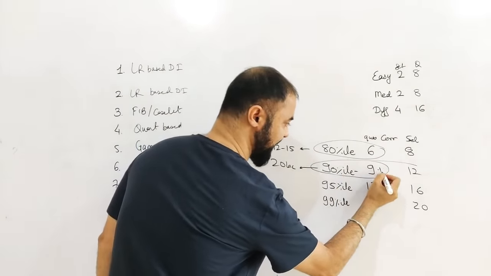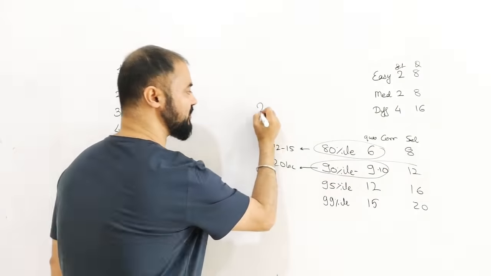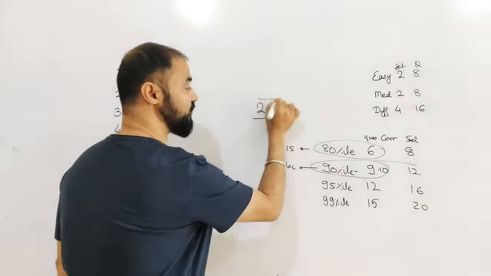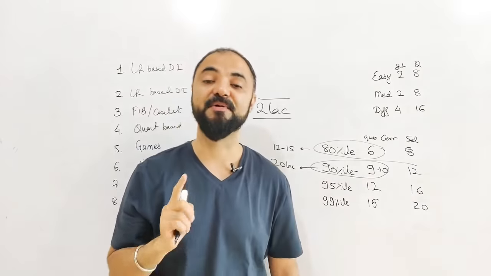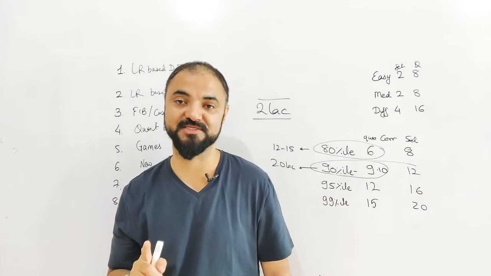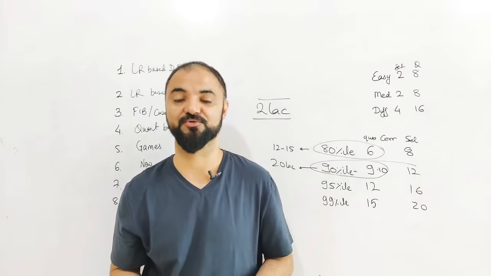So 90 means 9 to 10 questions correct. So 20 by 10, 2 lakh rupees per question. I'm not talking about per set, per question is 2 lakh rupees. So look at the value per question.